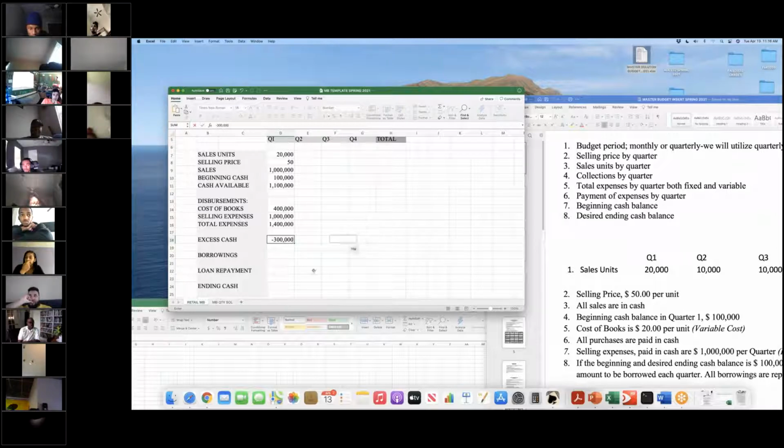So you need to borrow some money. And if your ending cash is supposed to be 100,000, then how much do you need to borrow? 400,000.